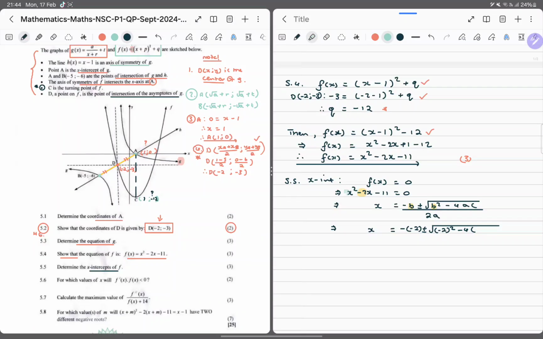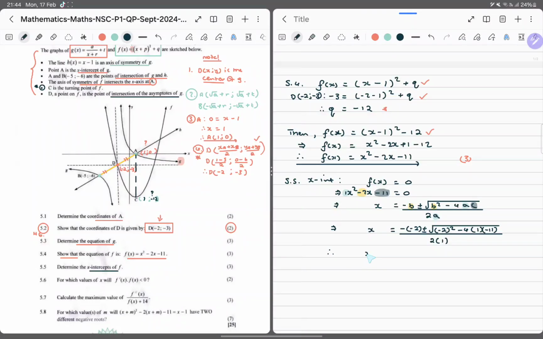Now a is the coefficient of x squared, and this is an invisible one. We normally don't write it. So where we see a's, that's what we're going to substitute. So we'll substitute 1 into. Now c is the constant term as it is. So where there's c, we'll write the constant term, which is minus 11. This is all divided by 2 into 1. Okay, good.